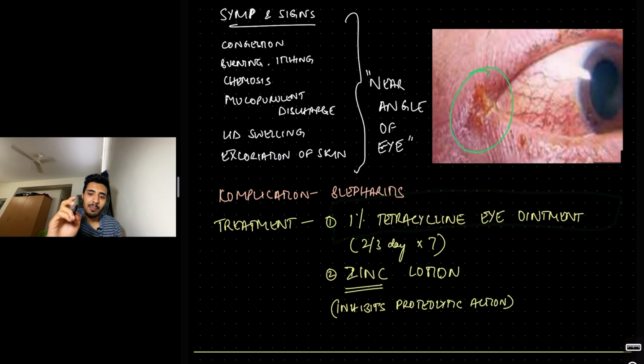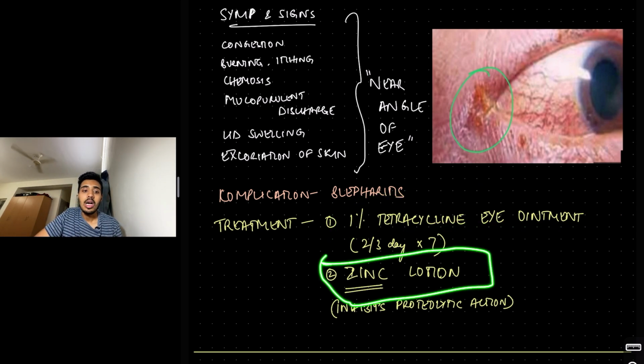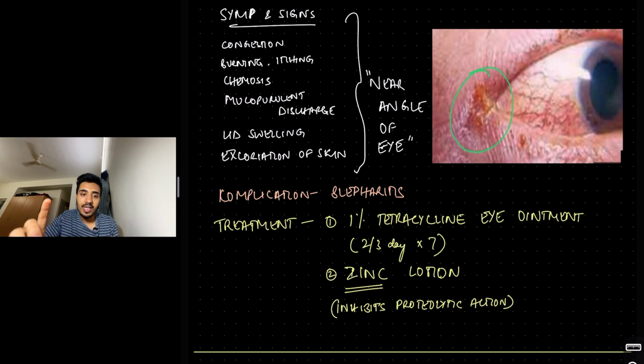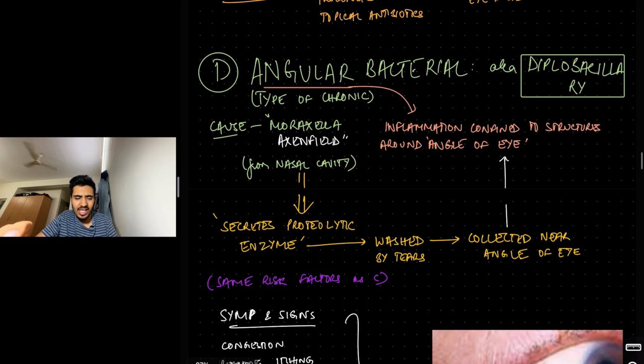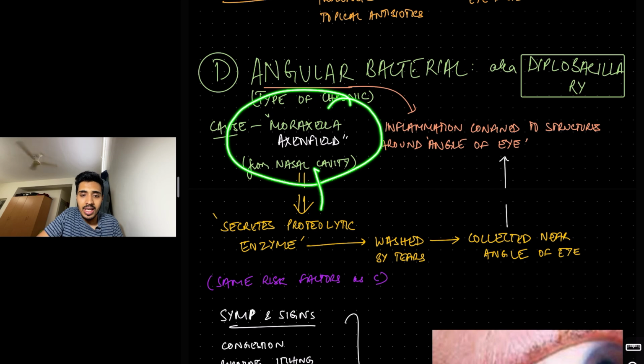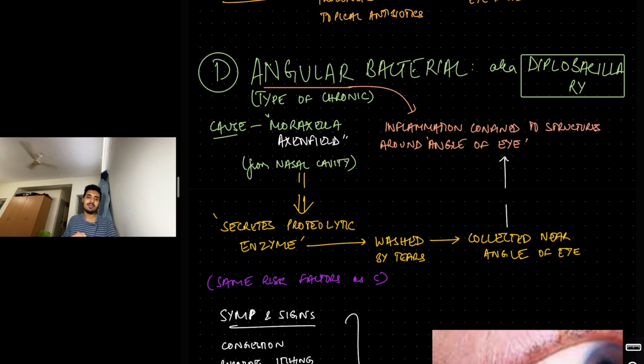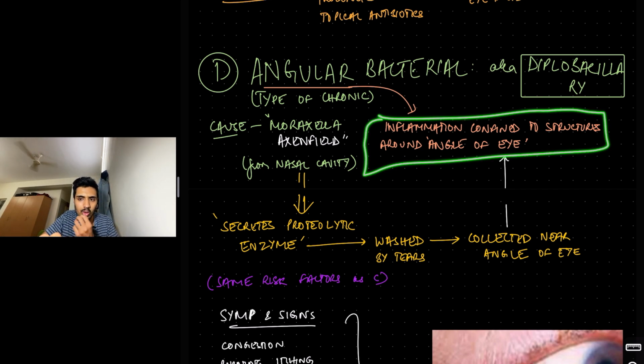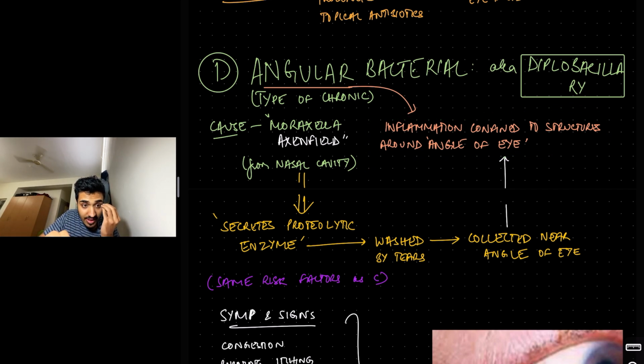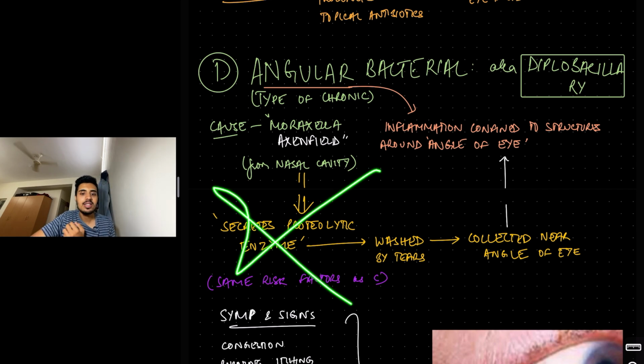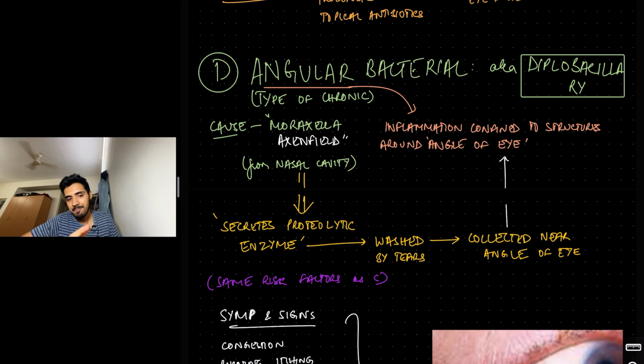And very, very important, we give zinc lotion. In angular bacterial conjunctivitis, we always give zinc because zinc inhibits this proteolytic action. The main problem, the reason why it is angular bacterial conjunctivitis, is because this Moraxella axenfeld secretes these proteolytic enzymes, and these proteolytic enzymes get washed and cause these inflammatory changes around the angle of the eye. So that is why we give this zinc lotion, so that these proteolytic enzymes get inhibited.